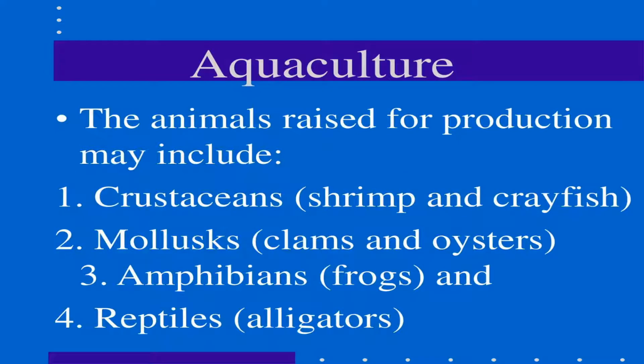The animals raised for production may include crustaceans, that is shrimps and crayfish, mollusks, example clams and oysters, amphibians, example frogs, and reptiles, for example alligators. These all animals can be cultured under aquaculture.